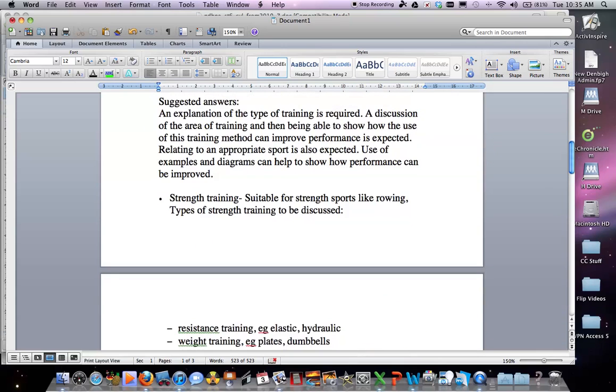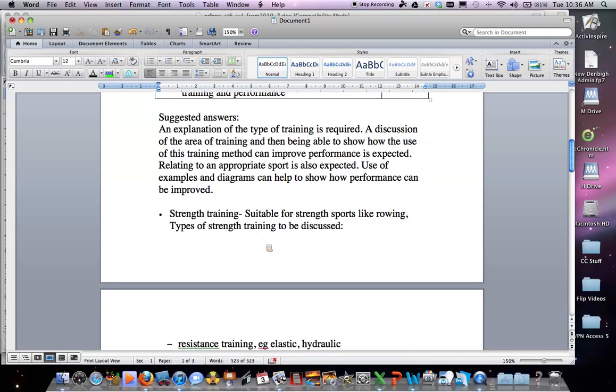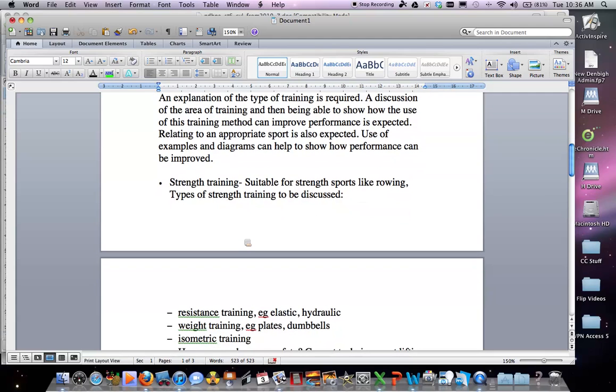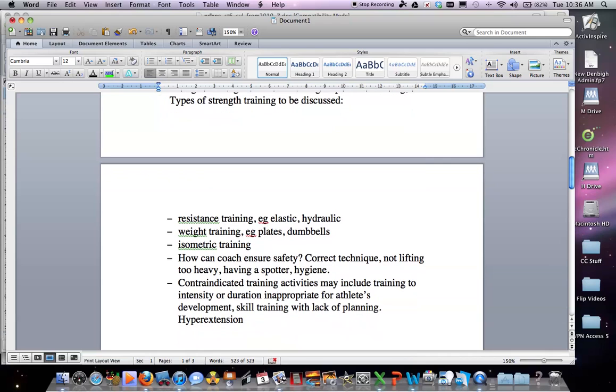If we scroll down and have a look at some of the areas that you could have used, basically it's an explanation of what the type of training is. So what is strength training and what sports is it suited to? In this example, we would look at strength training suitable for sports like rowing. The methods that you could use would be resistance training. You would need to discuss that, and weight training, what the difference between that is, and then of course isometric training. So an explanation of those areas and how they would improve performance.